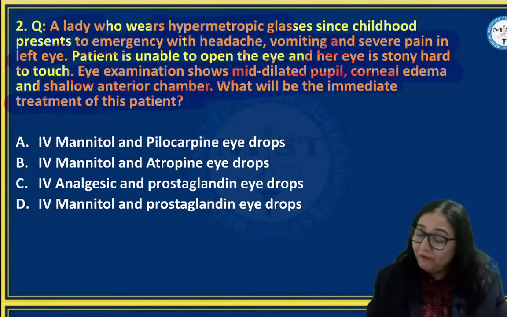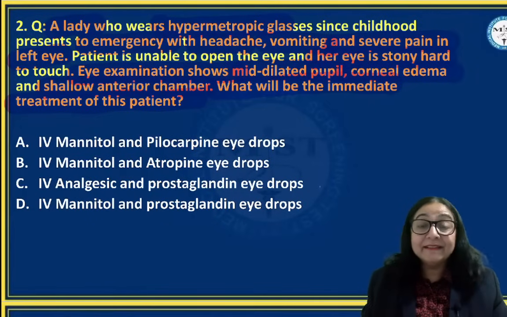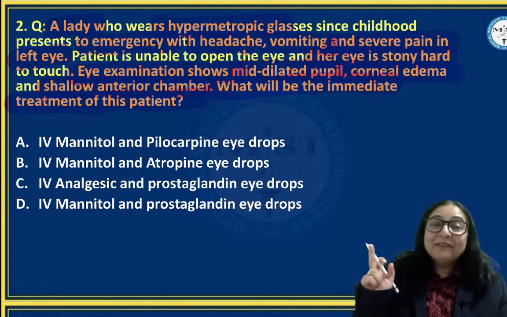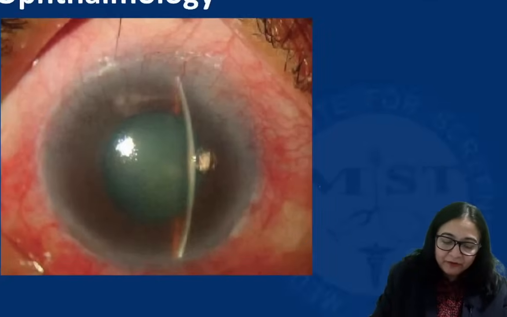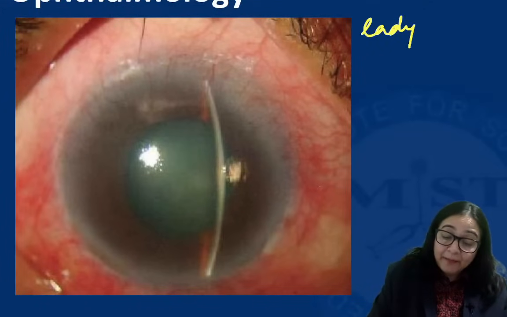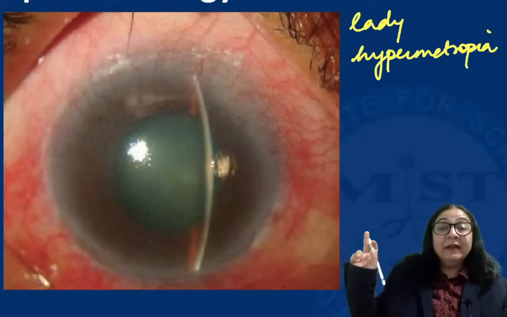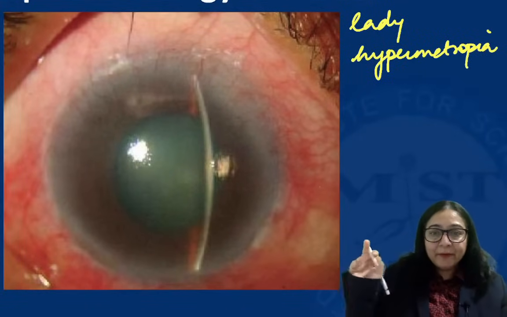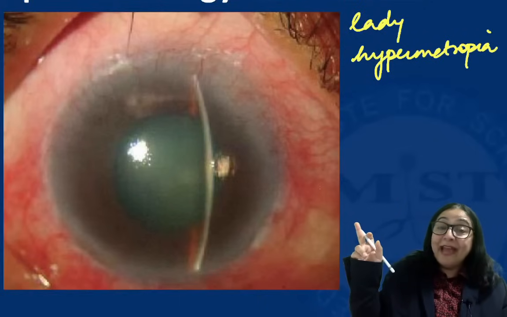Okay, so very nice. I'm so happy. Most of you have already given me the right answer here. So, what is your diagnosis, beta? Let me first clarify the diagnosis for all of you. A female patient, lady, hypermetropia. Both of these are your risk factors for narrow angles, beta. Being a female, being a hypermetropic, smaller eyeball, these are risk factors for narrow angles.